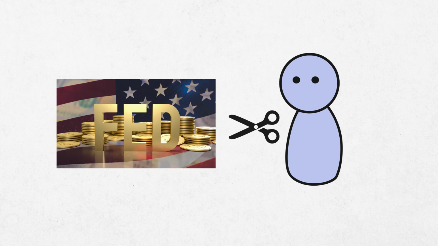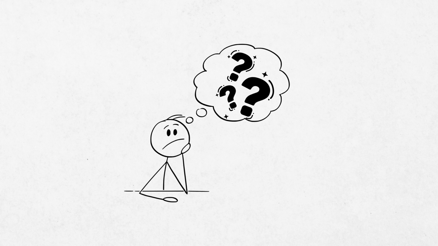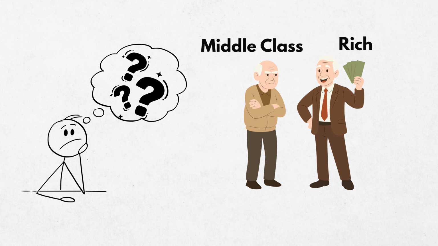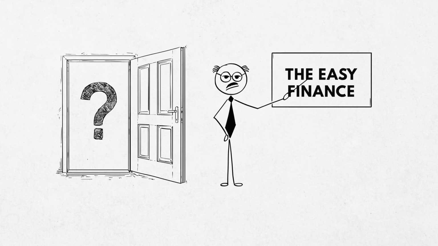The Fed just cut rates again. Everyone's happy. But did you know that every time this happens, the gap between the rich and the middle class in America grows even wider? Why does that happen? Let's understand.